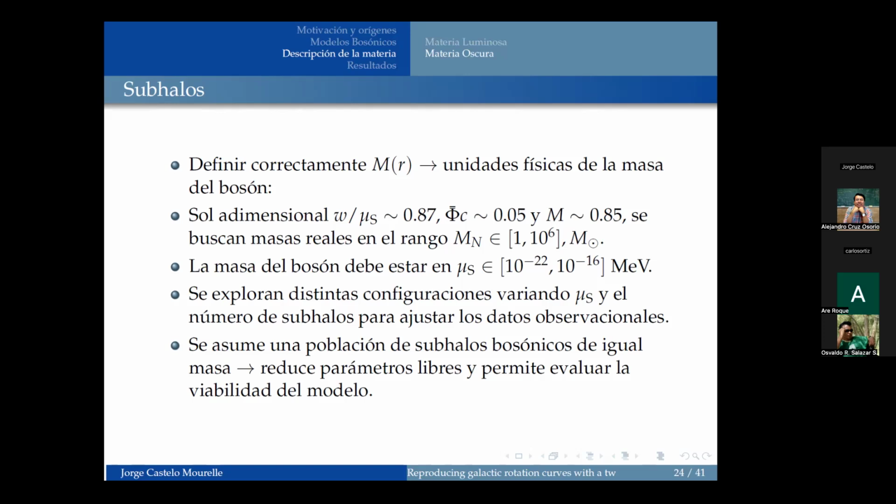And with this, we just make some bounds for the scalar mass, the mass of the boson. Here we have some numbers, but I'm sorry.